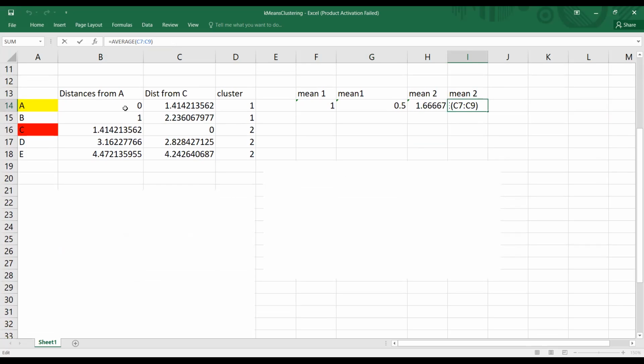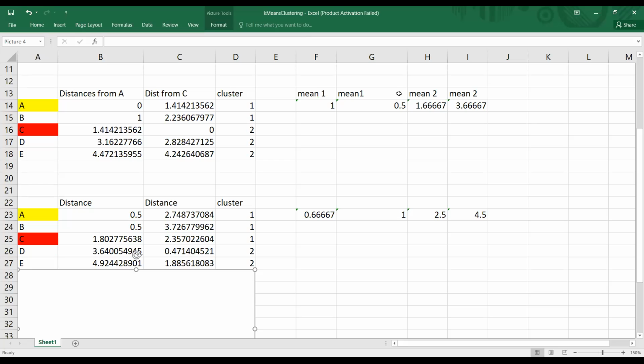Now the distance is to be calculated: the distance of point A from mean one, then the distance of point B from mean one, the distance of point C from mean one, and so on. So this is the way to calculate the distances. Now the distances are calculated again, and the same formula is copied across.